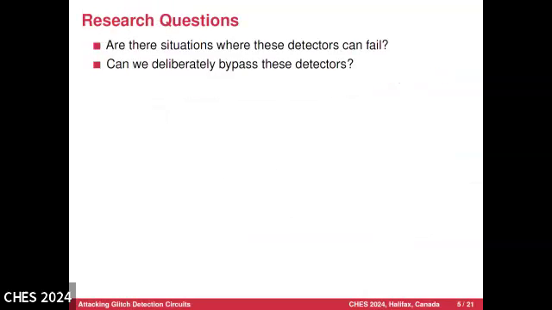So this brings us to some research questions. First of all, in the relevant papers, these detectors are tested, and they certainly do work and can detect timing violations. But we ask whether there are situations where they can fail, and if so, can we then deliberately bypass these detectors?